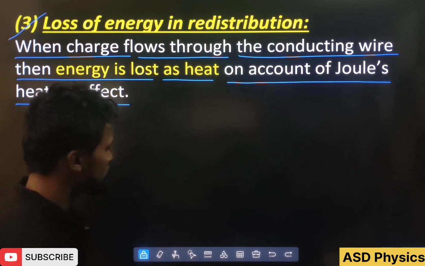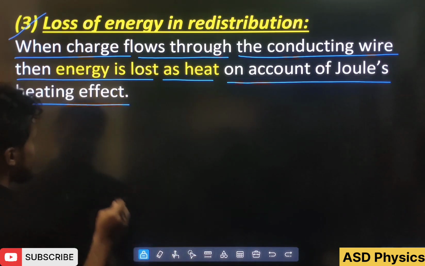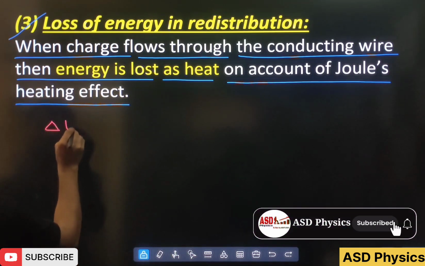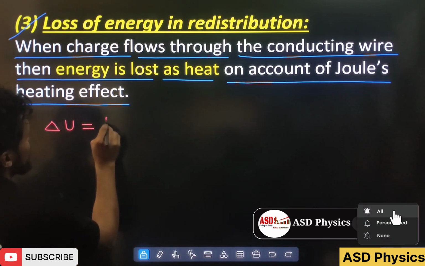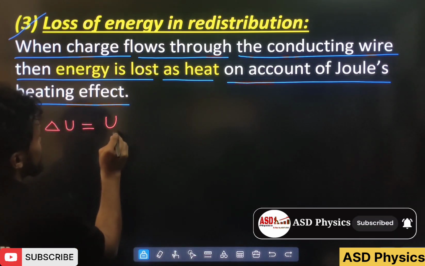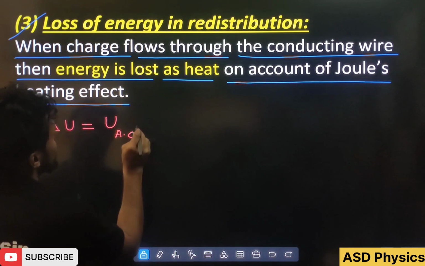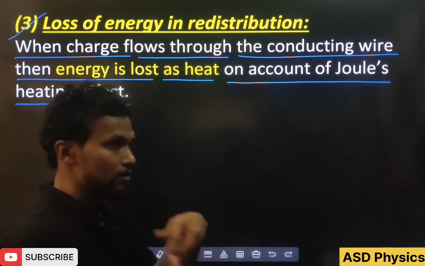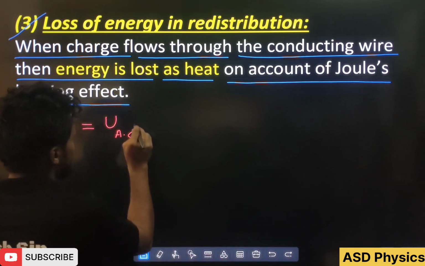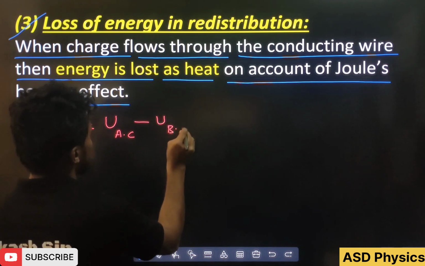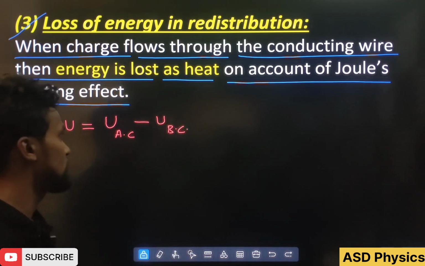On account of what? Joule's heating effect. So here, if I write this change in energy, delta U equals U after connection, when both the conductors are connected by the wire, minus U before connection. Now BC means before connection.